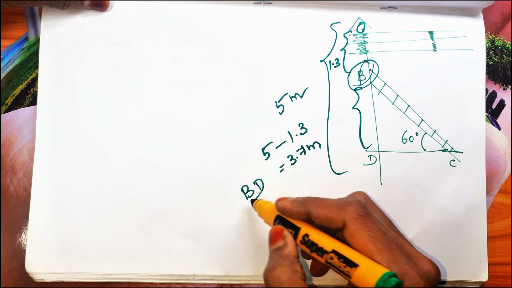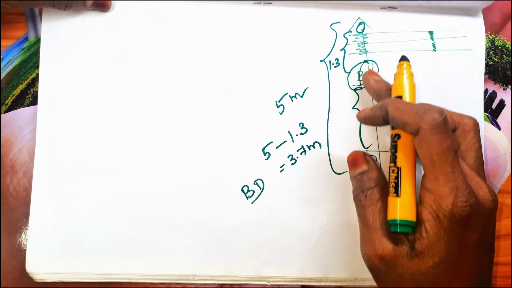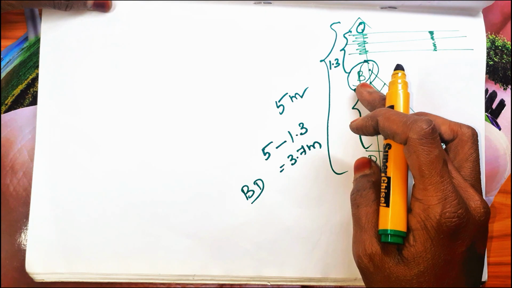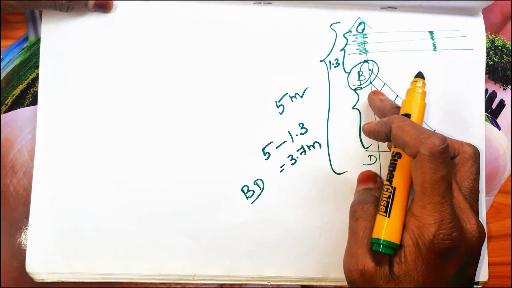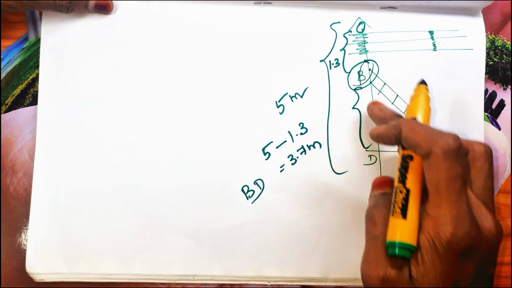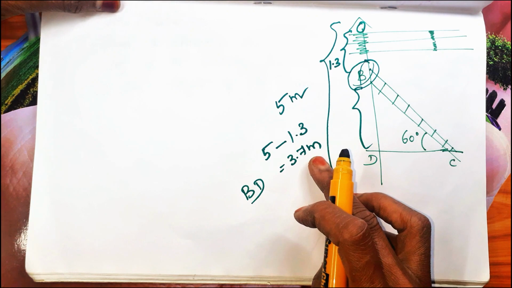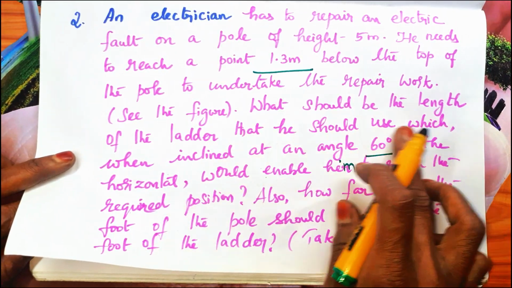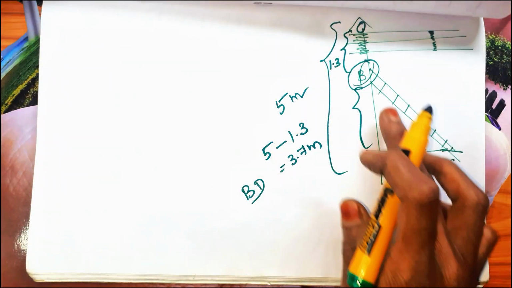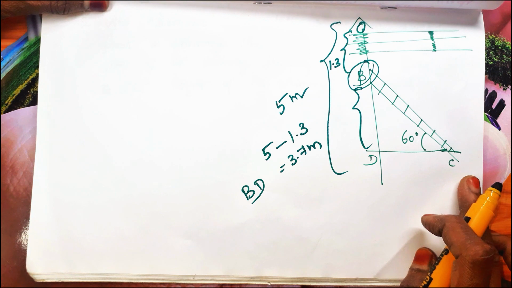So the total distance is 5 meter, and from the top he has to reach a point which is 1.3 meter below. So the in-between distance BD is equal to 5 minus 1.3, which is 3.7 meter. He has to repair. What should be the length of the ladder? This is the ladder we have placed, BC. We are going to find the length BC.